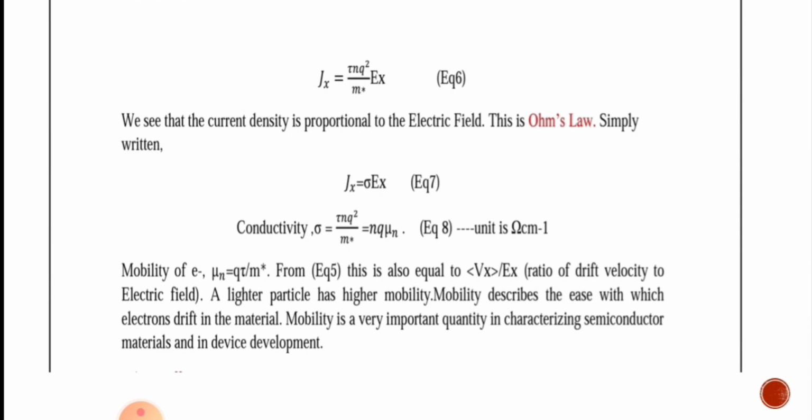So this also is Vx by Ex, the ratio of drift velocity to electric field. A lighter particle has higher mobility. You can see here effective mass is in the denominator. So if you have a lighter material, then the mobility is more. If you have a heavier material, then the mobility is small. So a lighter particle has higher mobility. Mobility describes the ease with which electrons drift in a material. How easily an electron can move in a material is the measure of mobility. Mobility is a very important quantity in categorizing semiconductor material and in device development.